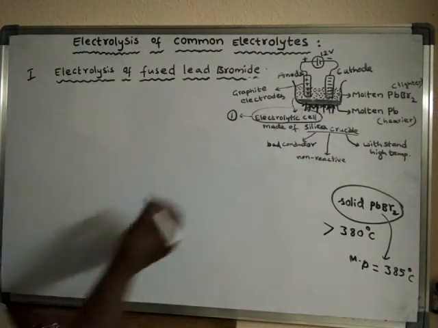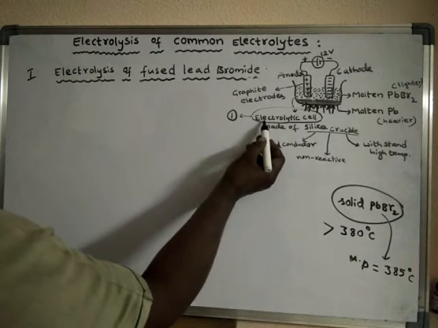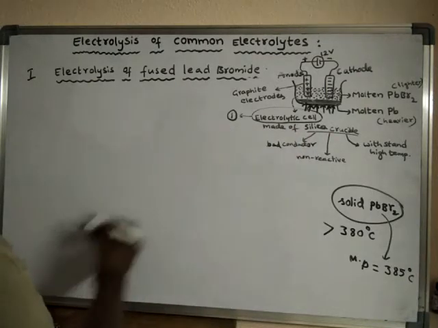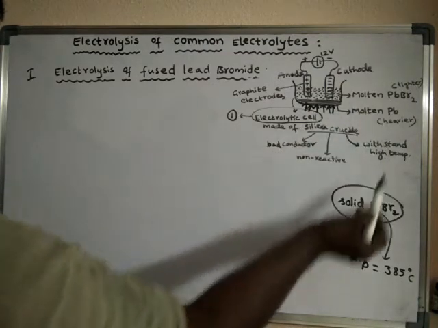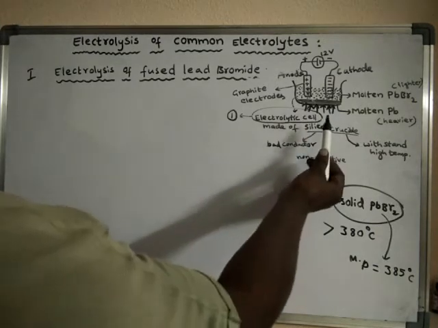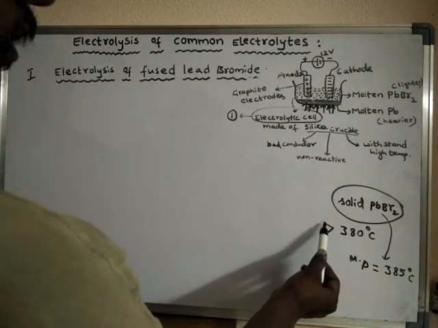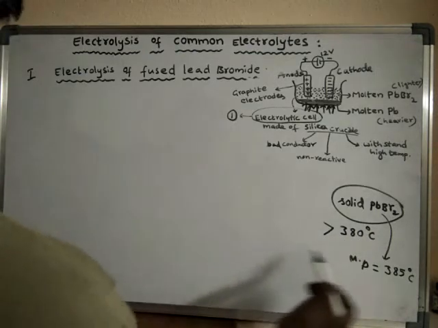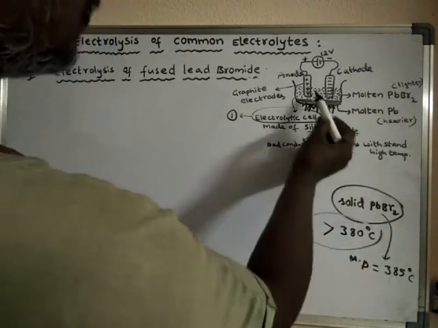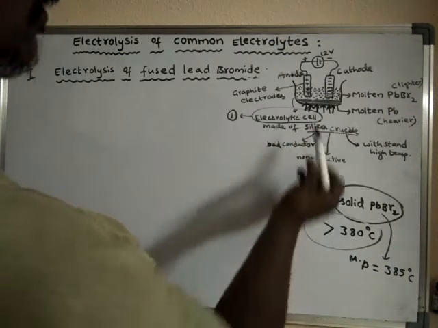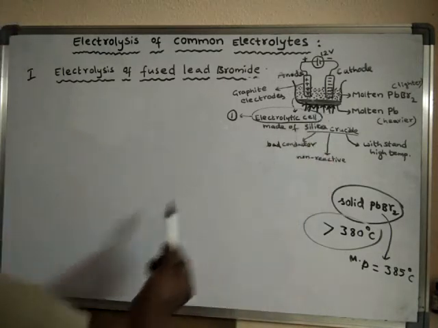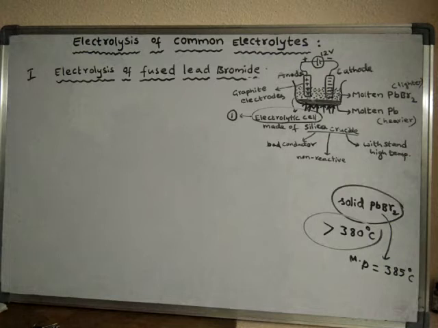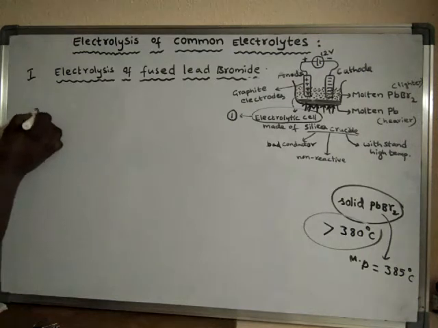Now, what is the electrolyte? The first point is related to the electrolytic cell. This electrolyte is heated. We have taken solid lead bromide and heated it to more than 380 degrees centigrade, and we have to maintain this temperature only. So the temperature is maintained above 380 degrees centigrade, which means we have to heat it continuously. Now the next point, the second one, is the electrolyte.